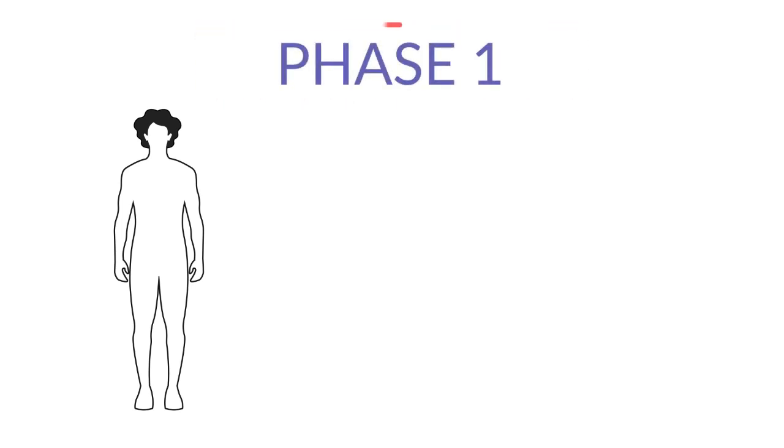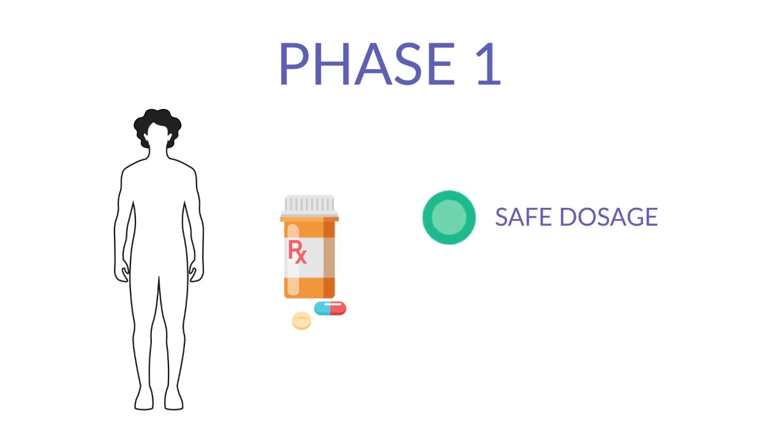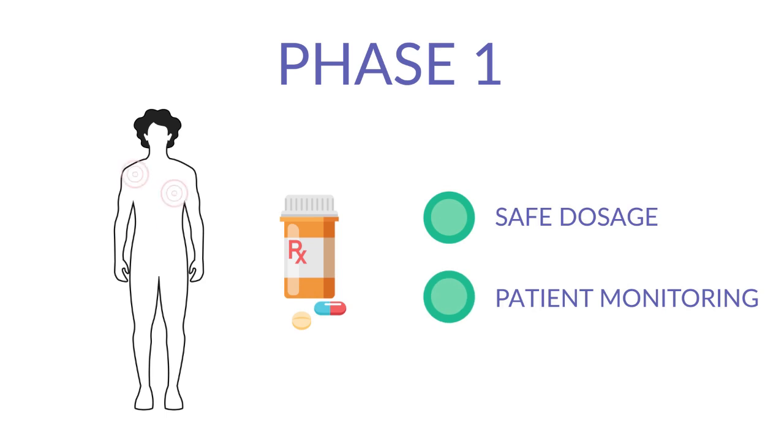Phase 1 trials are usually the first-in-human clinical trial. These trials explore how much of the drug can be given safely. Doctors monitor participants to see if they have had side effects.